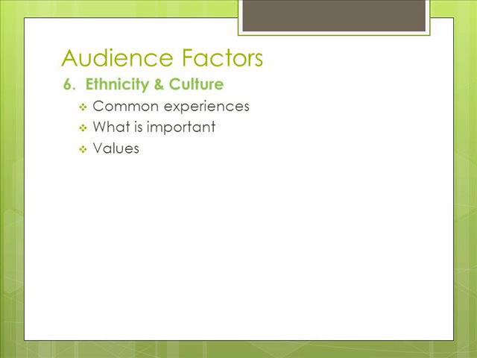Number 6 is ethnicity and culture. This will give you common experiences and what is important, and also people's values. Oftentimes your ethnicity and or your culture, if you hold to the strict values of it, can give you an idea of what people value and what they don't. What's important, that also helps you then figure out what is important to them.